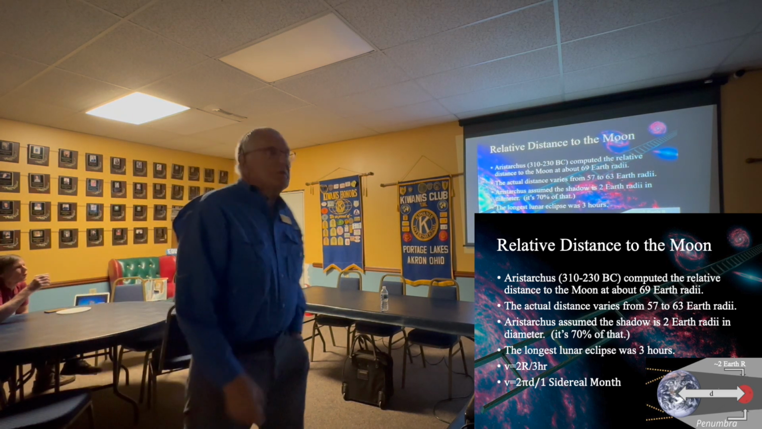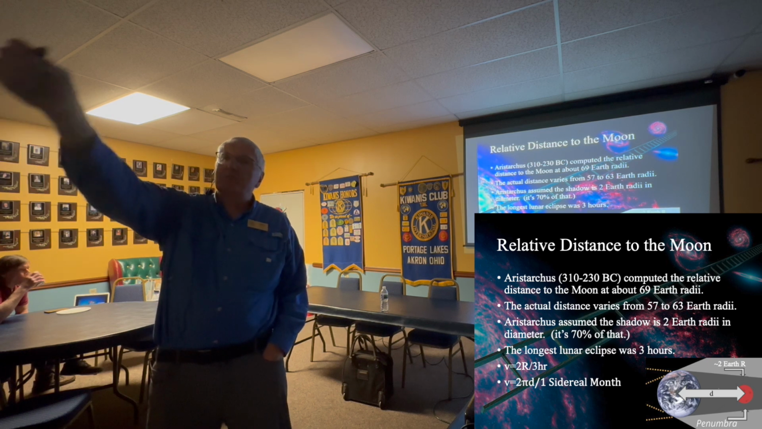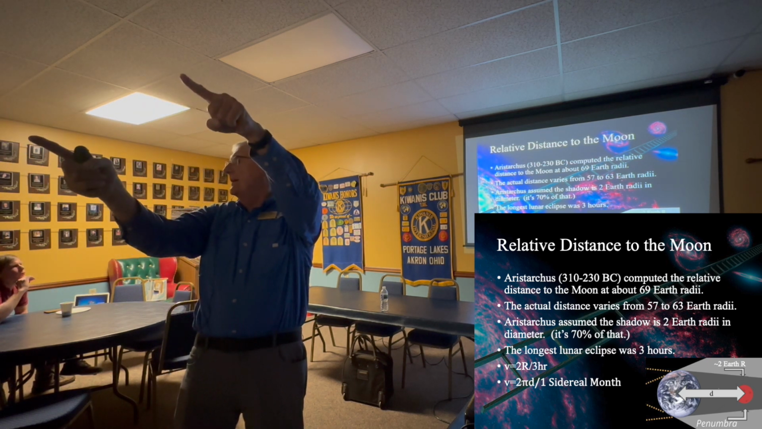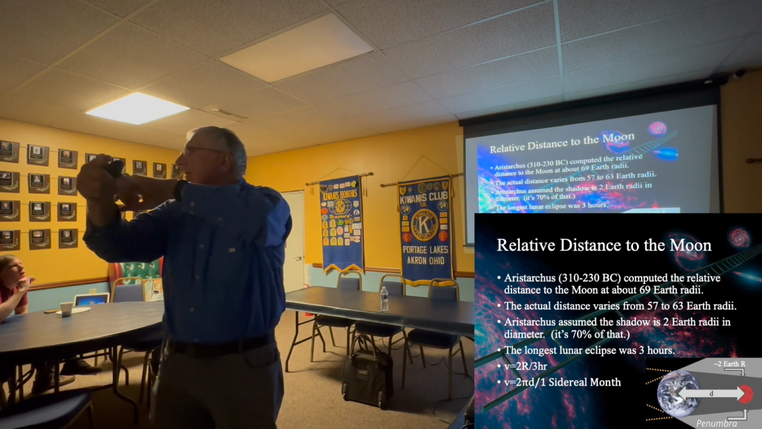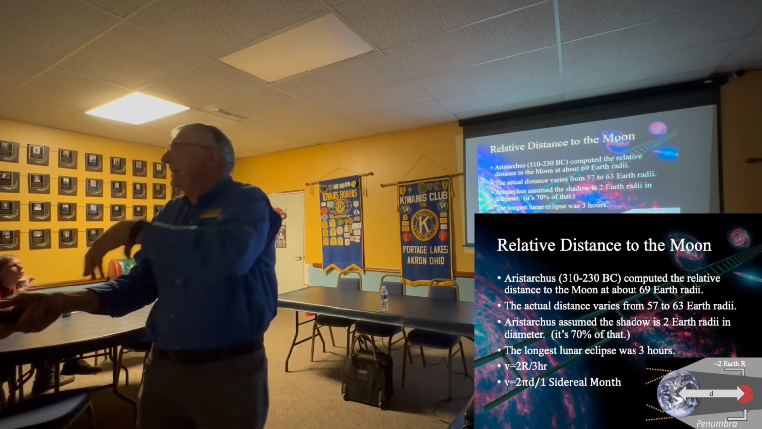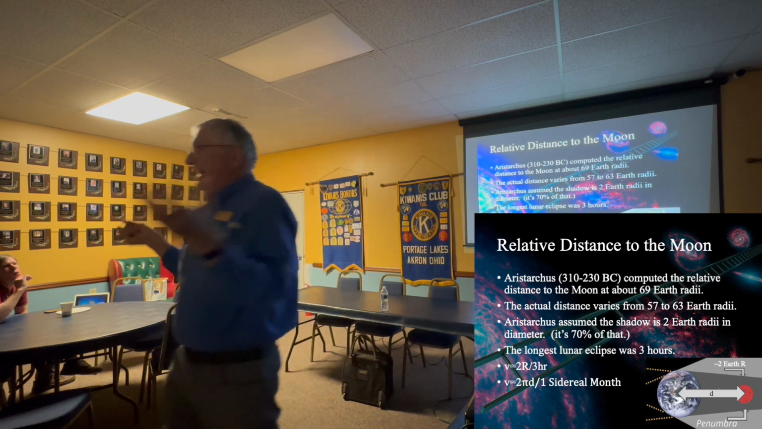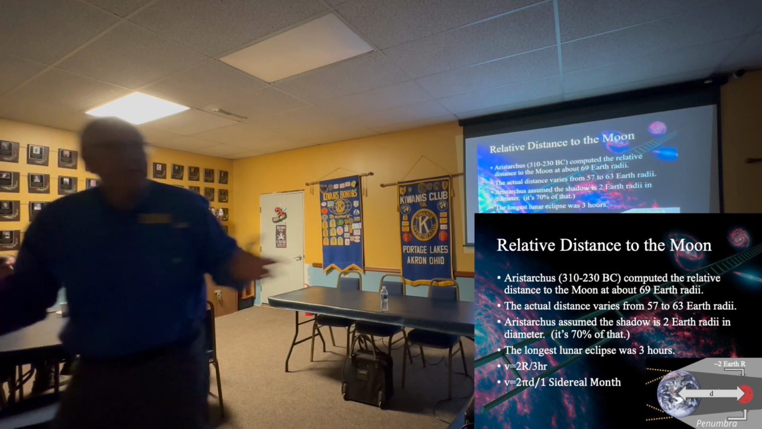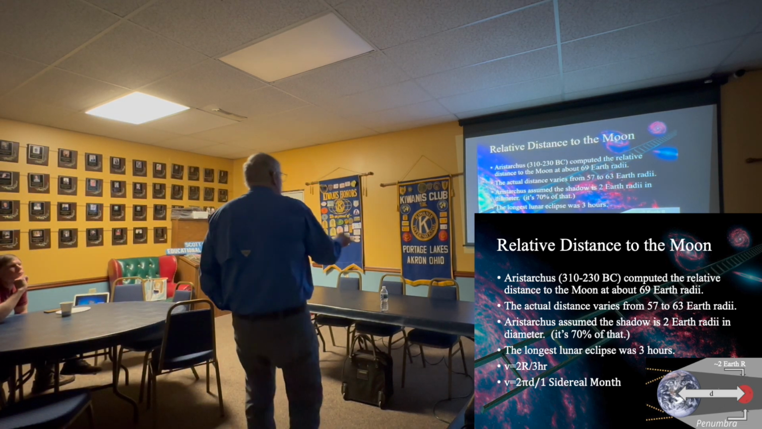So it turns out you can figure out how fast the moon is moving because you know this is 2 radii and it takes 3 hours. So you take 2 Earth radii divided by 3 hours, you can get a velocity, you can get a speed, at least in terms of Earth radii. And that's what this formula here is all about.